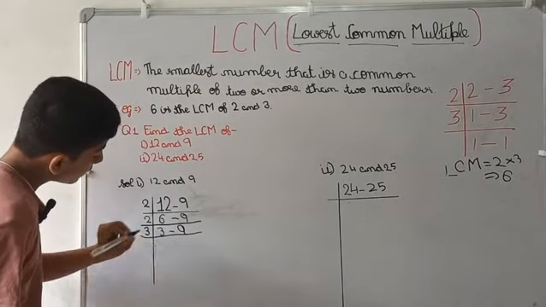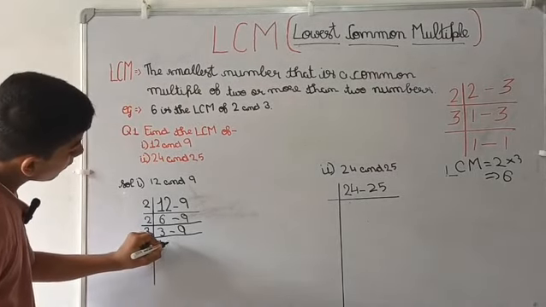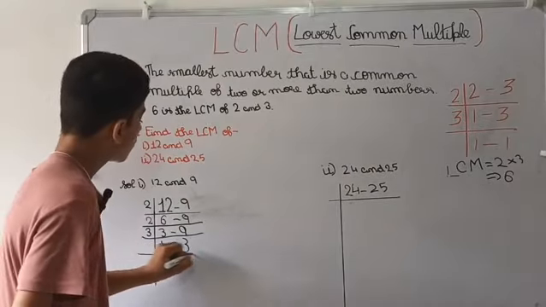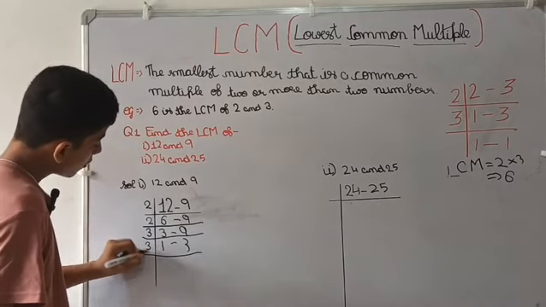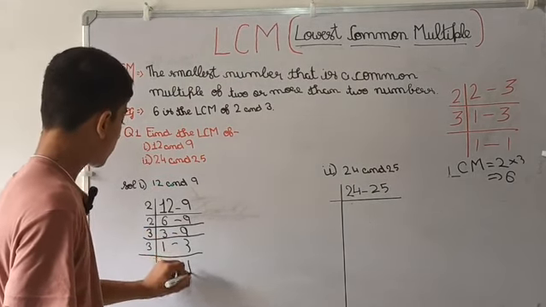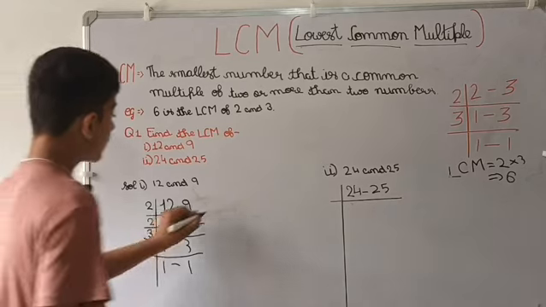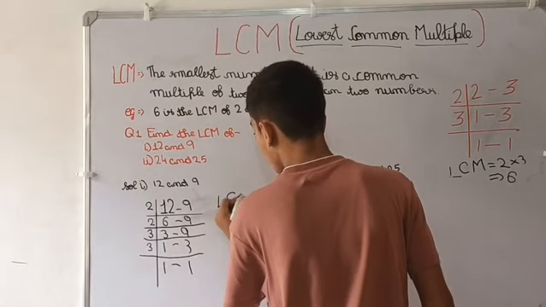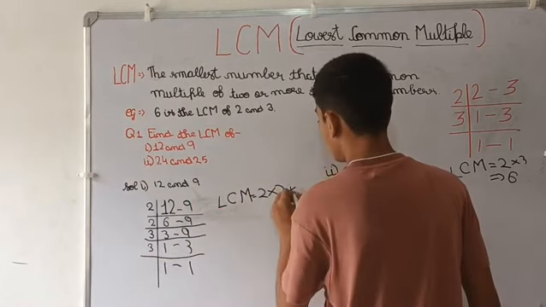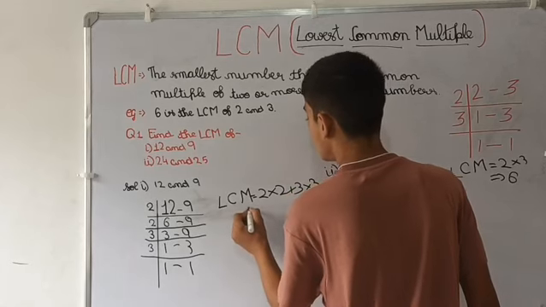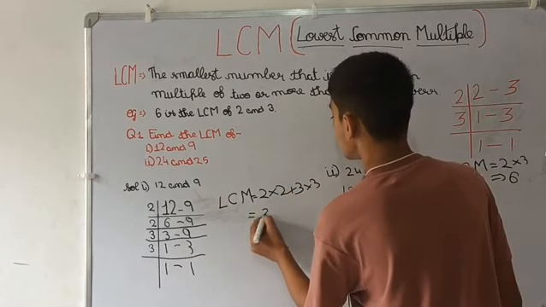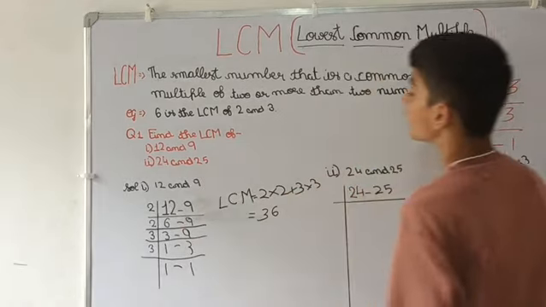Now we will divide by 3, then the quotient will be 1 when 3 is divided by 3, and when 9 is divided by 3 it will be 3. Now we will divide again, 3 divided by 3, and the quotient is 1. So here we will get the LCM of 12 and 9, that is 2 into 2 into 3 into 3. 2 times 2 is 4, 4 times 3 is 12, 12 times 3 is 36. So the LCM of 12 and 9 is 36.